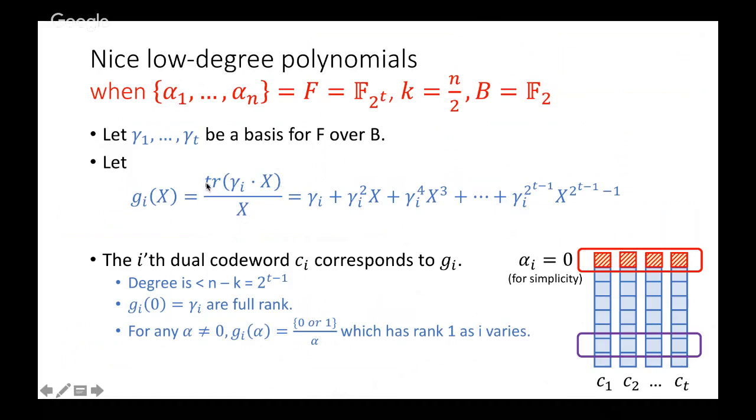Remember, trace is something that takes in an element of the big field and spits out just a bit, an element of the small field. So what this thing is equal to is just 0 or 1 divided by alpha. Whether it's 0 or 1 depends on i, but nothing else depends on i. So this whole row is just a bunch of zeros or 1 over alphas, and so it has rank 1. And that's it. That's the whole construction: I need to find some nice low-degree polynomials, and then I pull these ones out of a hat.